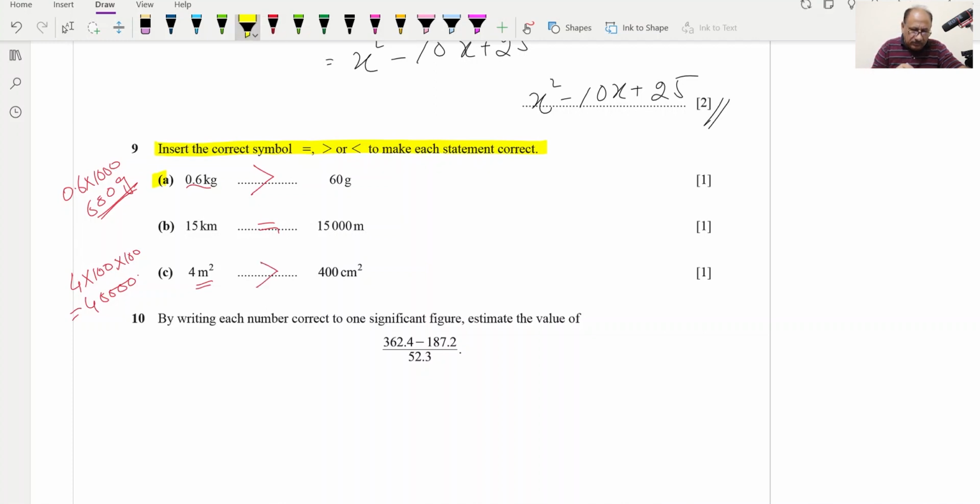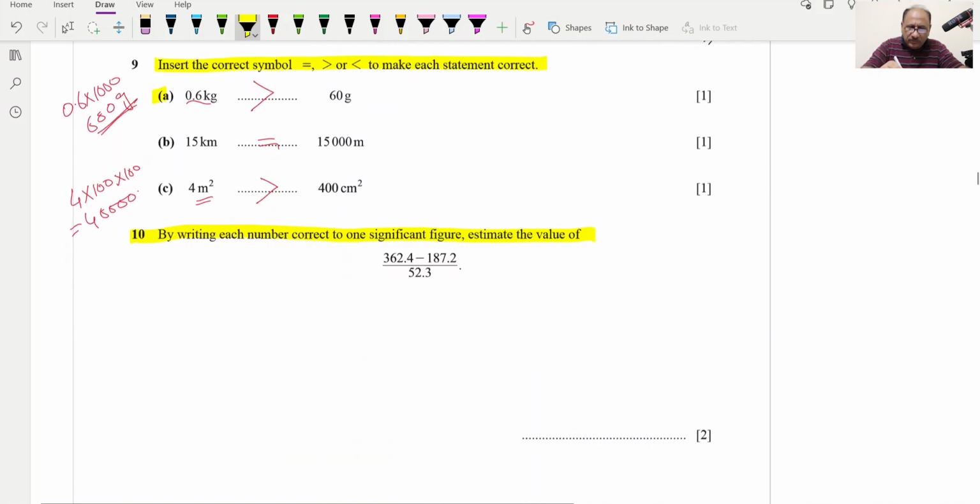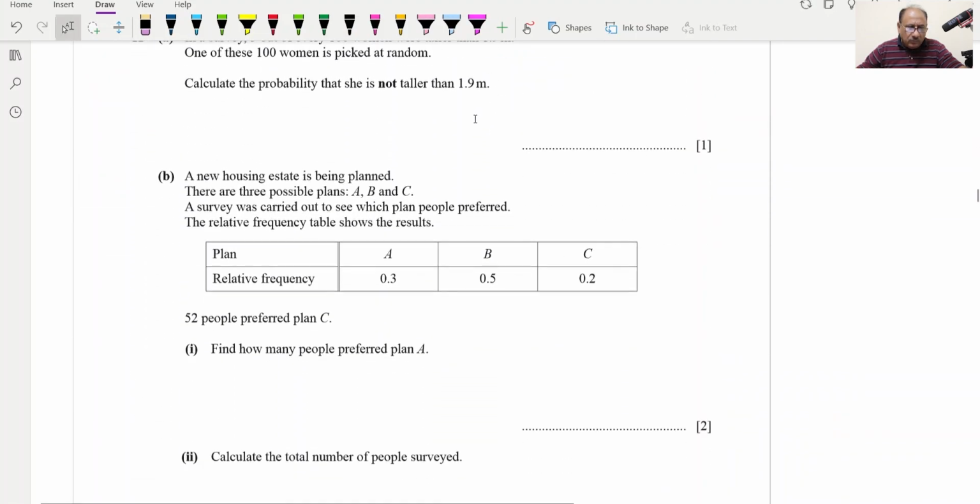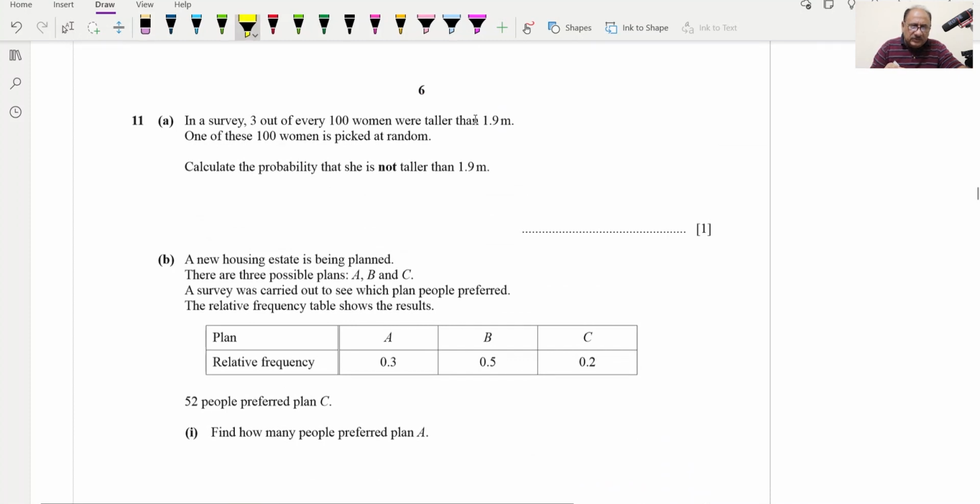And question number 10, by writing each number correct to one significant figure, estimate the value. So one significant figure we will be checking for 362.4 will be 400. One significant figure, zeros to the right are non-significant, so 400 is one significant figure. Similarly, this will be 200 and divided by this will be 50, and this one we can write 200 over 50 and this will be equal to 4. So the answer estimation will be 4.